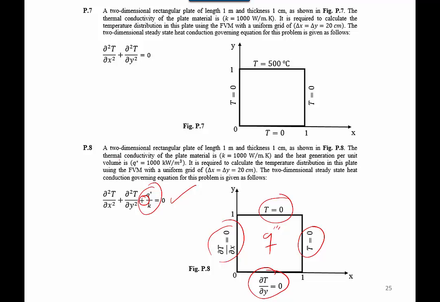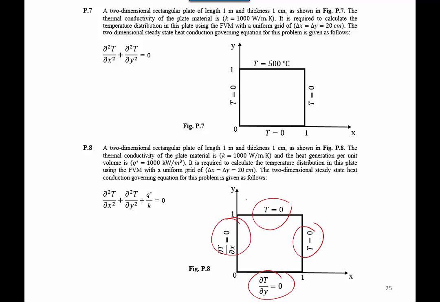So this value of the heat generation source per unit volume is given here, with the same delta x equal to delta y equal to 20 centimeters, and the same dimensions of 1 meter by 1 meter. That means we will reach the solution of 25 variables, T1 up to T25, and the boundary conditions are as I described earlier, and the general differential equation is given here.